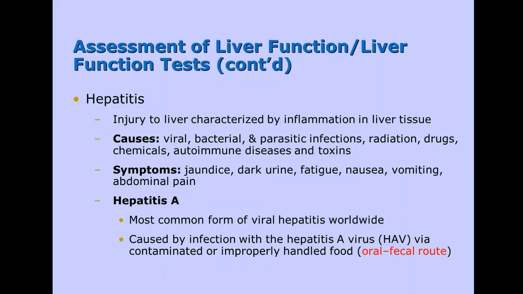The first one is hepatitis A. This is the most common form of hepatitis worldwide. It's usually transmitted via the fecal-oral route. This is the one that you hear about when a restaurant in town or in the area may have had a hepatitis outbreak. This is the type that they're talking about. Usually some type of fecal substance from the person who's infected ends up in the food.